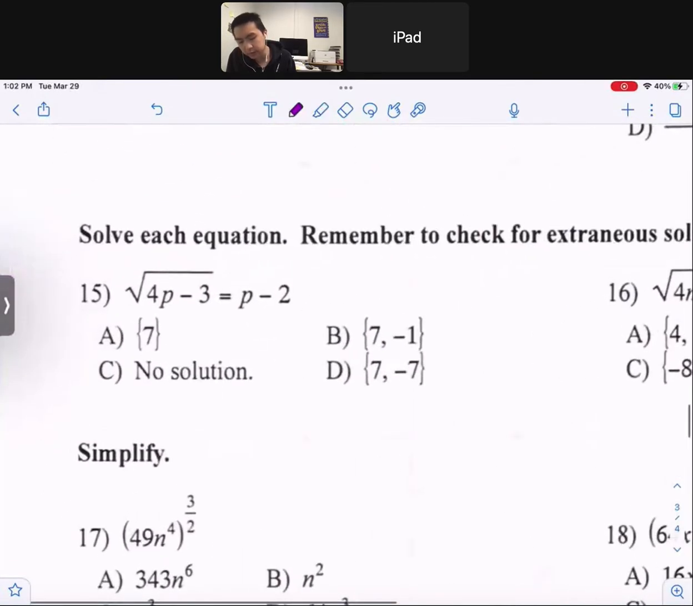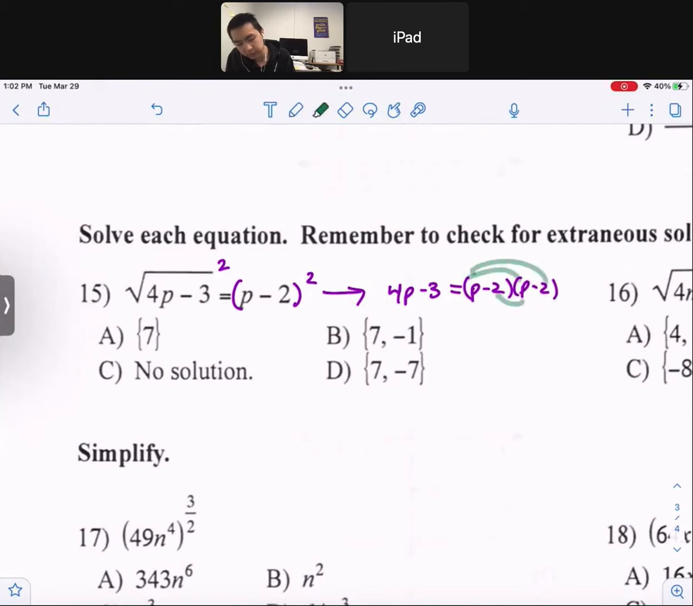Number 15. Okay, so this is solving your guys' radical equation. So raise both sides to the second power. 4p minus 3 equals p minus 2 times itself. And we got a double distribution right there. So we get 4p minus 3 equals p squared minus 2p minus 2p plus 4. 4p minus 3 equals p squared minus 4p plus 4.